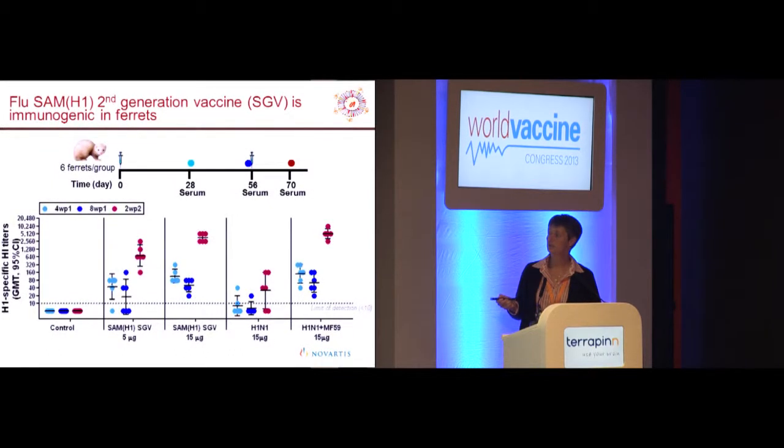And again, we are comparing 2 different doses of SAM vaccine, 5 and 15 micrograms, versus non-adjuvanted subunit protein at 15 micrograms, or the MF59 adjuvanted subunit, still at 15 micrograms. And to our pleasure, what we could observe is that in ferrets, unlike what we observed in mice with the first generation vaccine, now after two immunizations, HI titers obtained at the highest dose of the SAM vaccine were comparable to the MF59 adjuvanted subunit vaccine, and were superior to what we would get with the non-adjuvanted subunit vaccine. So this indicates the power of the SAM vaccine in the influenza model, using a delivery system that is based on lipid nanoparticles.